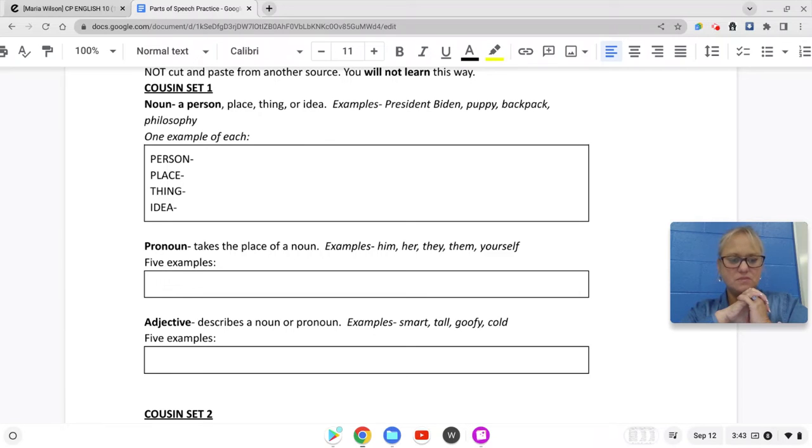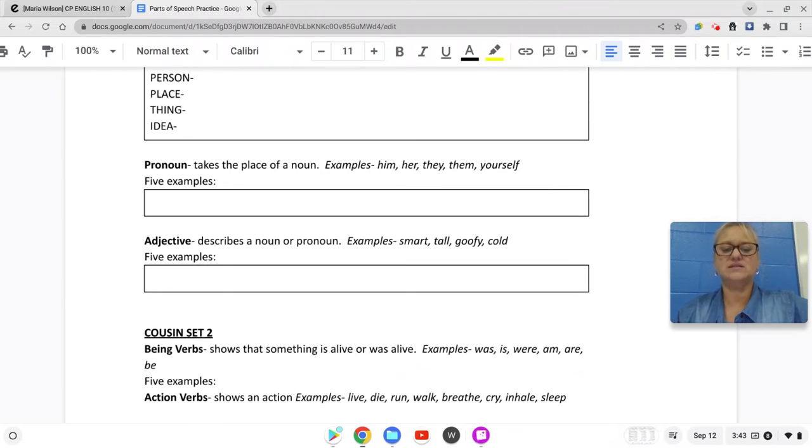So a pronoun takes the place of a noun because if you said, Mrs. Wilson is my English teacher, Mrs. Wilson is beautiful, Mrs. Wilson is smart, Mrs. Wilson is a hard worker, and you kept saying my name, it would sound silly. So we use pronouns in the subsequent sentences. After the first time we say Mrs. Wilson, then we would say she or her, and that would make it sound a lot more natural. So a pronoun takes the place of a noun, like him, her, they, them, you, yourself, we, it.